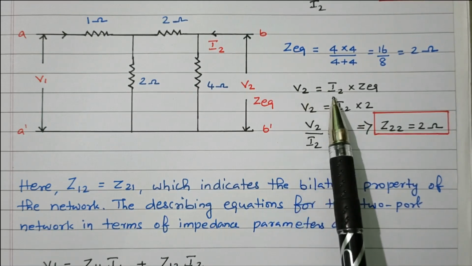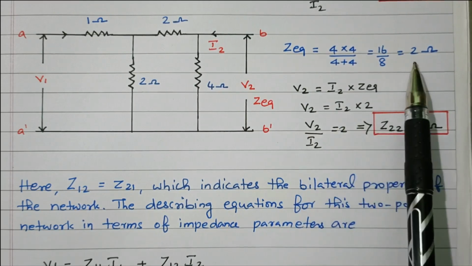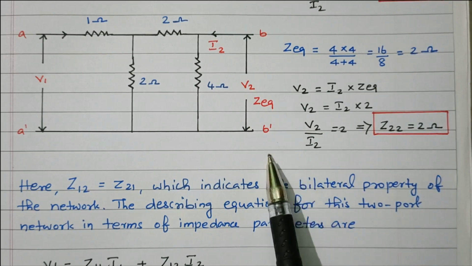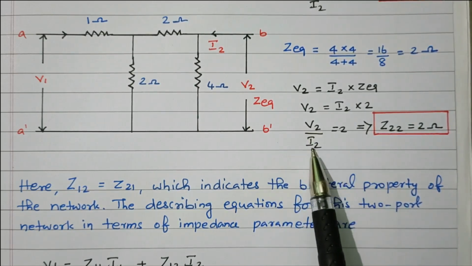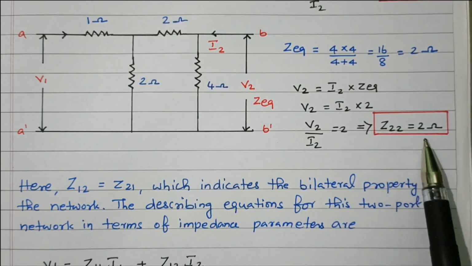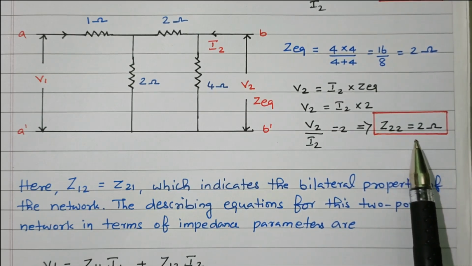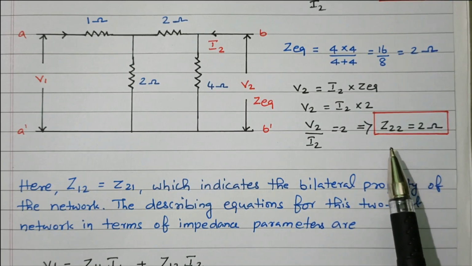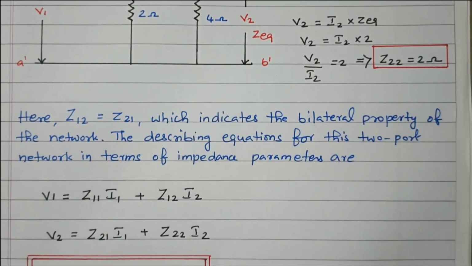So V2 equals I2 into Z equivalent, which is 2 ohm. Bringing I2 to the denominator side, V2 by I2 equals 2. So V2 by I2 is nothing but Z22, the open circuit output impedance, which is 2 ohm. Now we calculated all 4 parameters, Z11, Z21, Z12, Z22. All 4 impedance parameters are calculated.